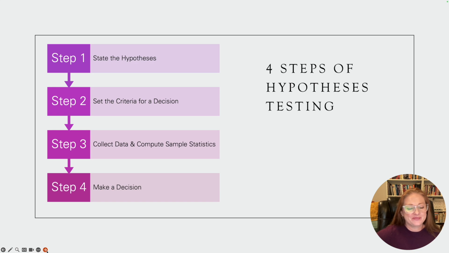The null and alternative. Number 2, set the criteria for a decision. This is key. You have to set the criteria first and then collect the data and compute the sample statistic. Number 4, make the decision.